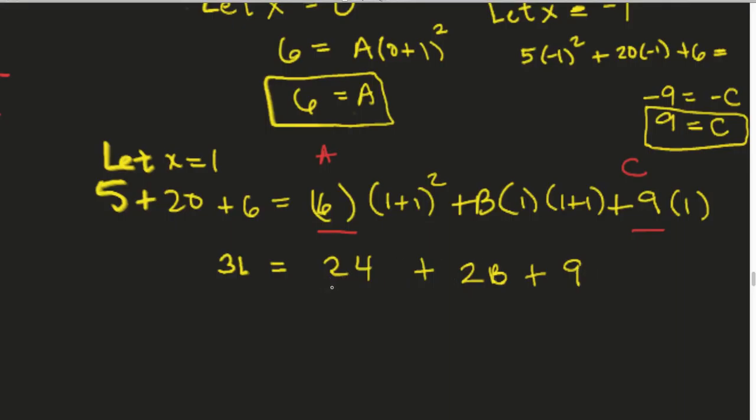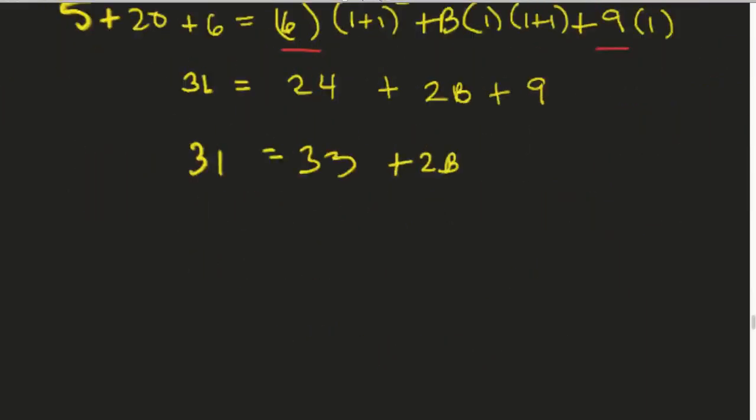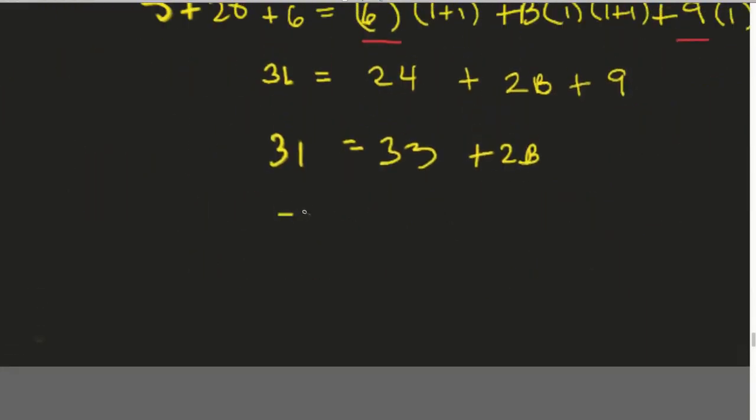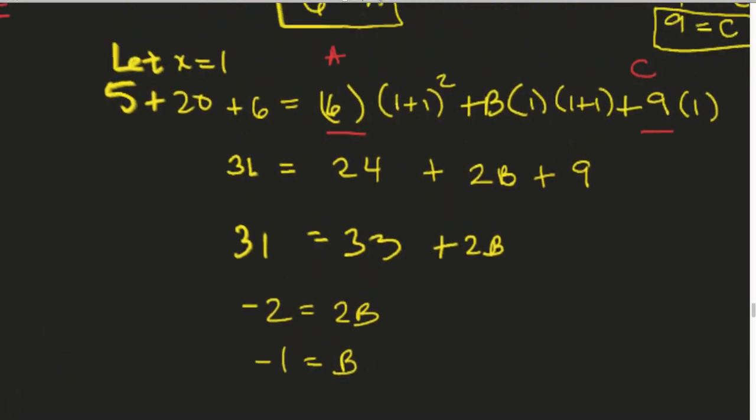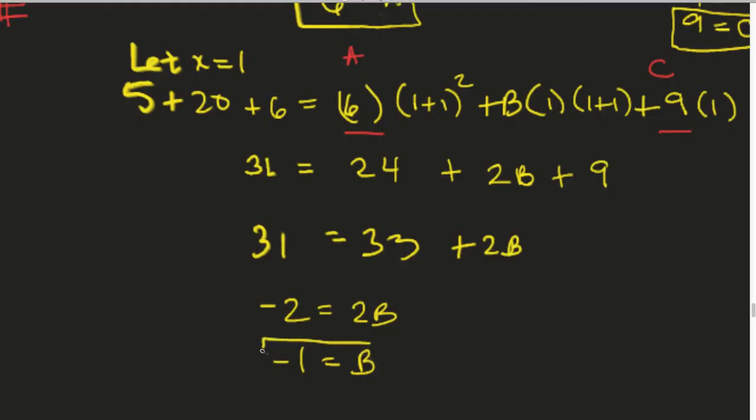So 6 and then 3 gives me a 33 here, and this is the 31, and this is 2b. So at that point, we subtract this over. You get a -2b equals -2, so B is -1. So there's your B, and you got your A and your C.